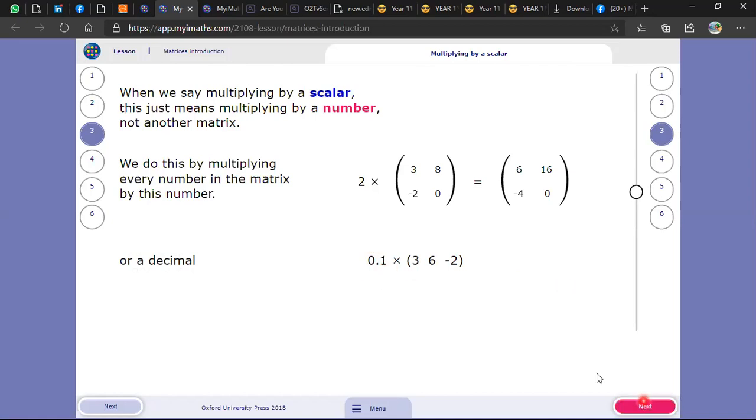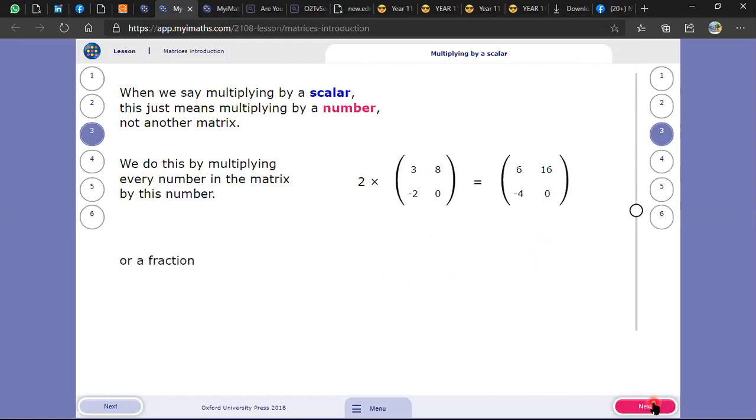If you multiply that, 0.1 is going to multiply each of the elements in this matrix. It will multiply 3, it will multiply 6, it will multiply minus 2. So 0.1 times 3 will give 0.3, 0.1 times 6 will give 0.6, and 0.1 times minus 2 will give minus 0.2.